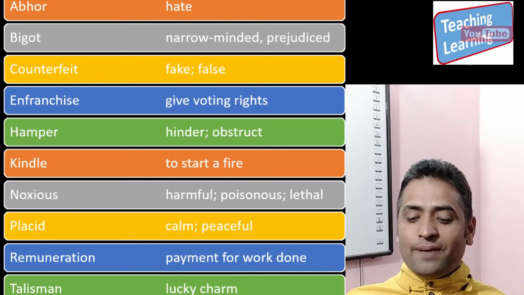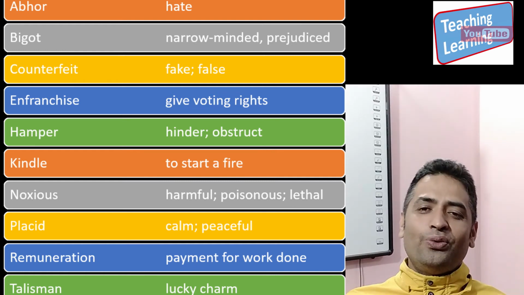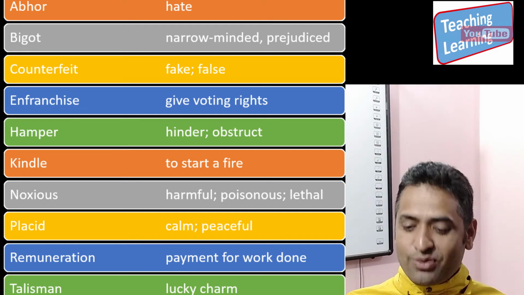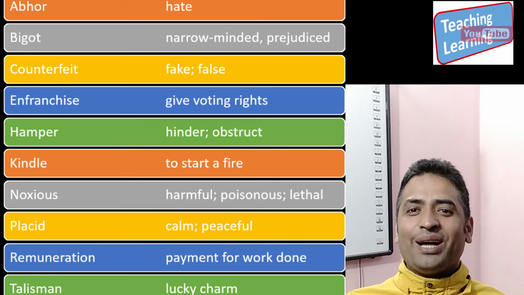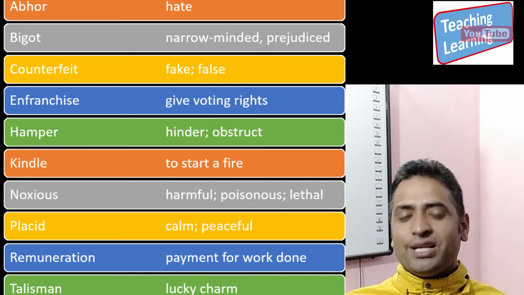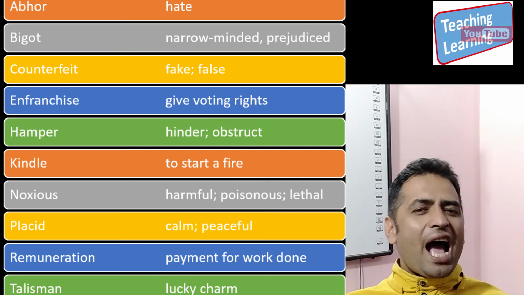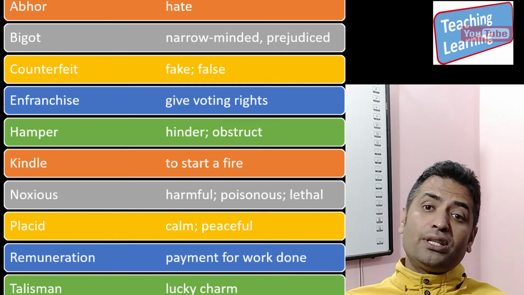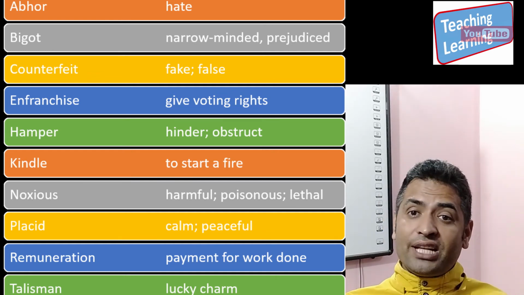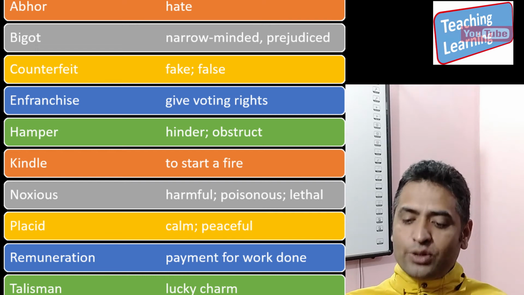Okay, next one is placid. Oh, I'm sorry. Okay, next one is placid. Placid, let me tell you, so as not to put you in surprise. The meaning of placid is calm, C-A-L-M, calm and peaceful. If a person is very peaceful or calm, at that time we say placid.